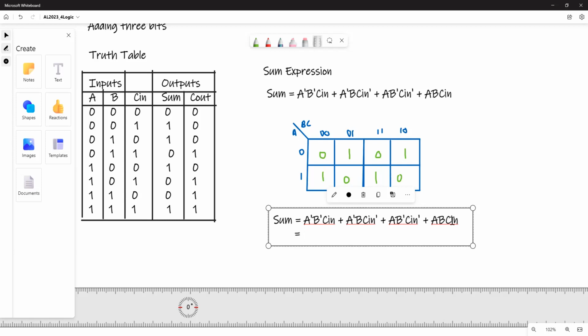Particularly, I would like to get C in and C in dash. So for example, in the first one I'm getting C in. So from the first statement, we will get A dash B dash plus, here also C in, we will get A B. Plus, then we have C in dash, we have A dash B plus A B dash.